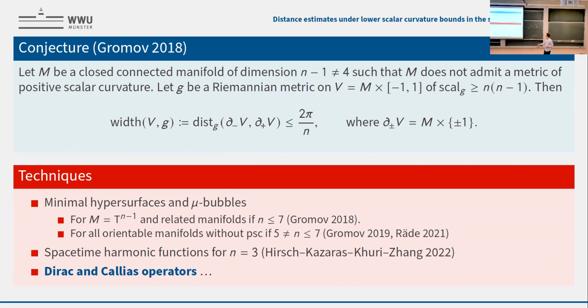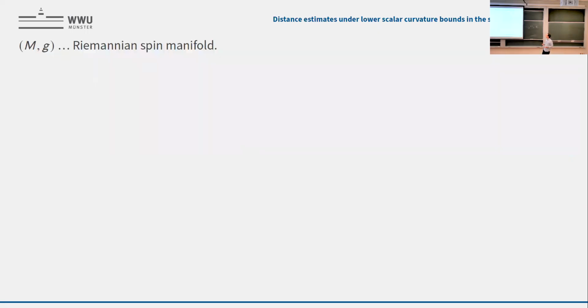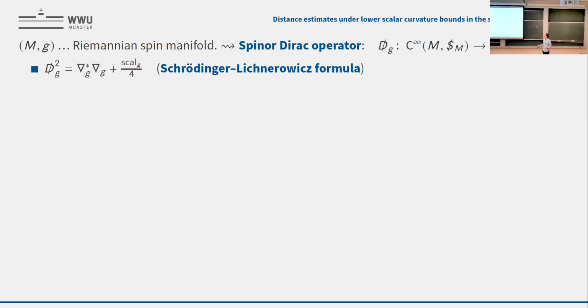Okay, but now let me go towards the main content of my talk, the Dirac operator method. So here we start with a spin manifold. I won't tell you the definition, but what's important is that this structure gives us a nice first order partial differential operator, which is elliptic, the spin or Dirac operator. And this Dirac operator acts on sections of the so-called spinor bundle, and it relates to the scalar curvature via a Bochner type formula, which in this case we usually call the Schrödinger-Lichnerowicz formula.